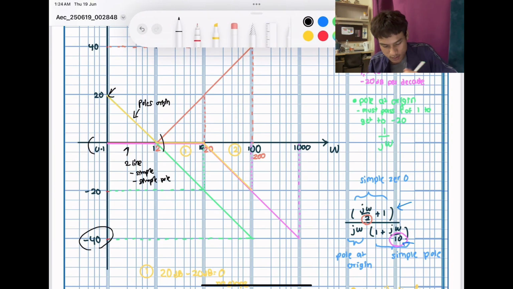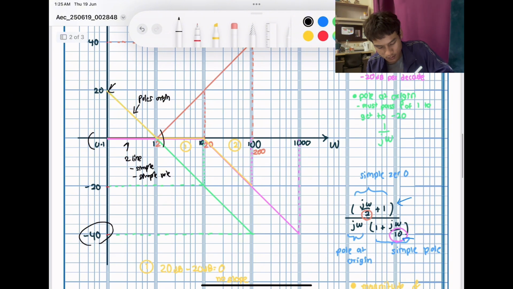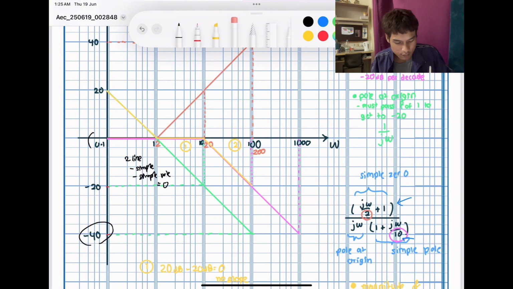Since there is no slope, it will carry the value of 0, while the pole of origin carries the slope of negative 20 decibels. That's why the magnitude only focuses on the change, which is the pole of origin. That's why you only have one line, and the magnitude of the Bode plot follows the pole of origin for the range of 0.1 until 1 frequency.